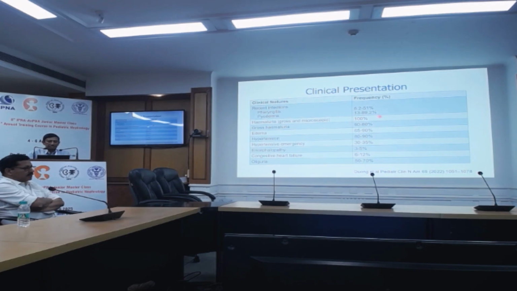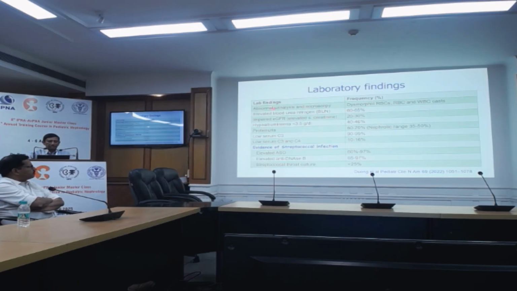So in the clinical presentation, there is more likely a history of pyoderma than a history of pharyngitis. Hematuria is present in almost all patients, although gross hematuria may not be seen in all of them. Edema and hypertension are also seen in most patients, although hypertensive emergency is seen only in one third of the patients, and encephalopathy is rare. Similarly, although the urine output may be low, typical oliguria is seen in far fewer patients. The typical lab findings are a urine analysis revealing dysmorphic RBCs with or without RBC casts.